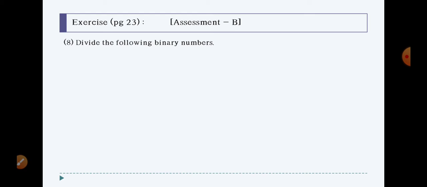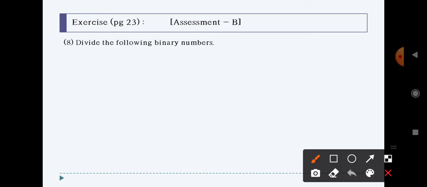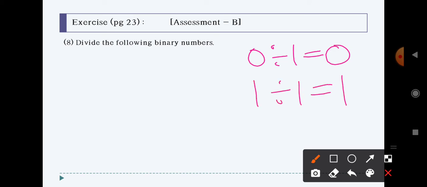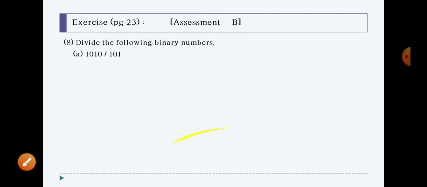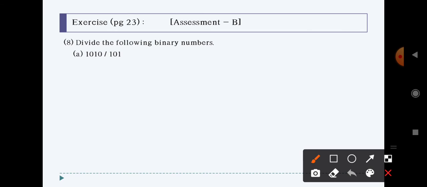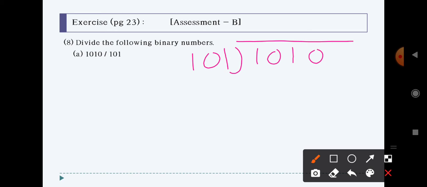Now for the division portion also we have the rules. In division only two rules we have to follow. 0 divided by 1 is going to give you 0, and 1 divided by 1 is going to give you 1. Only these two rules you have to focus on. Fine. Now let's see the first question we have, 1010 divided by 101. So you write down like this, 1010, and you divide it by 101. Now the first rule says you have to count the digits over here and the digits over here.